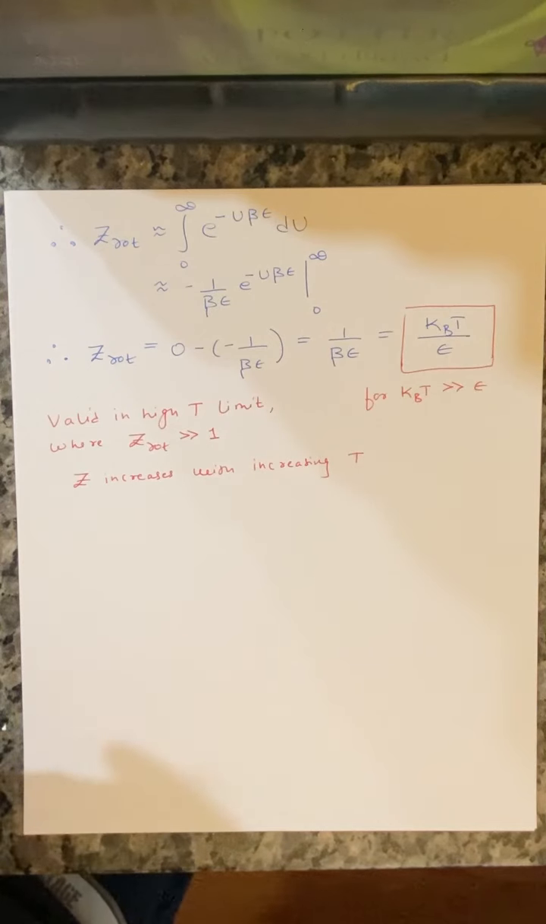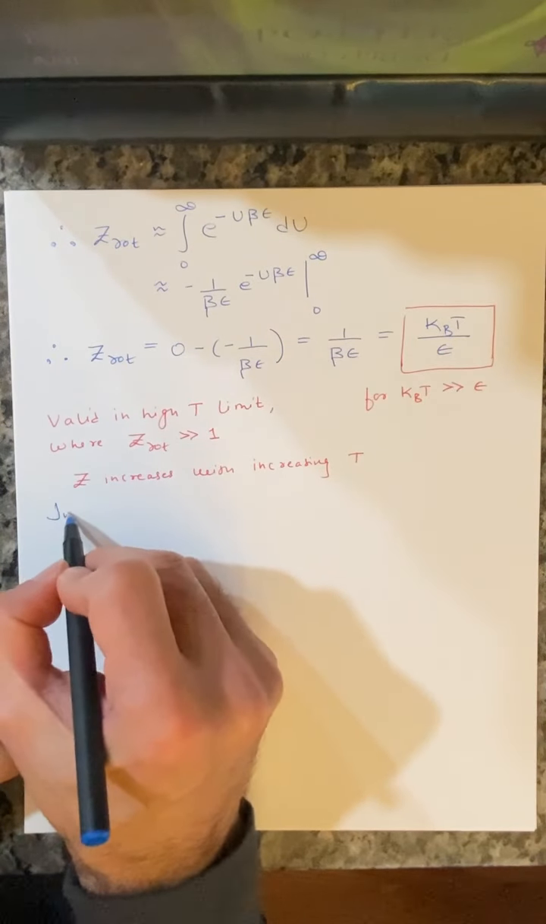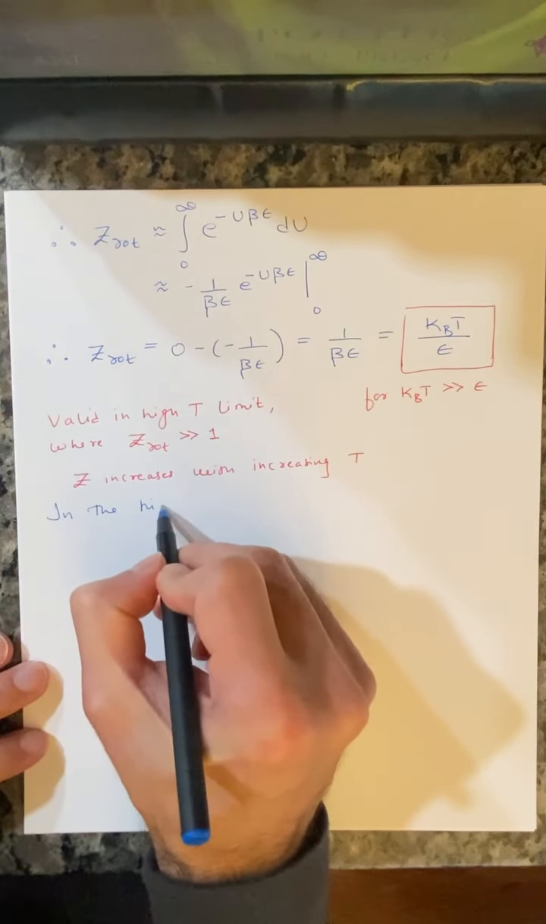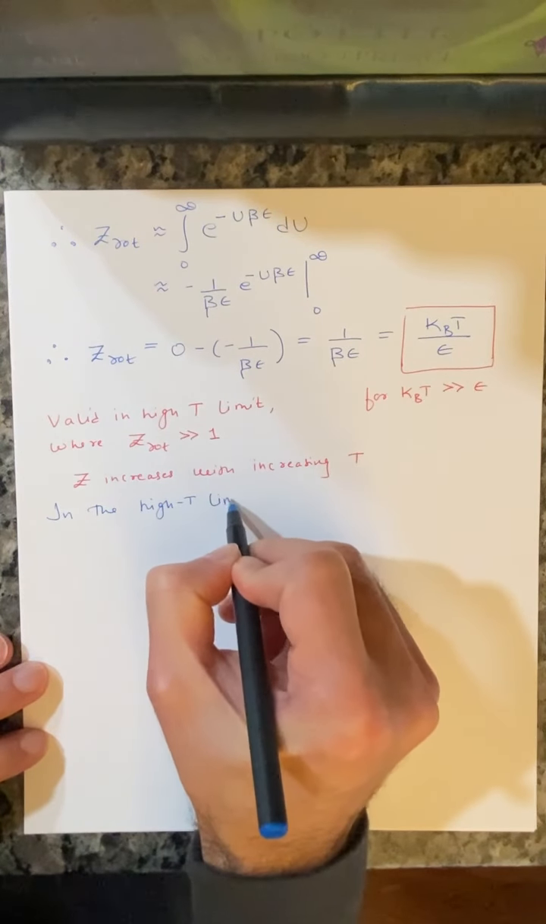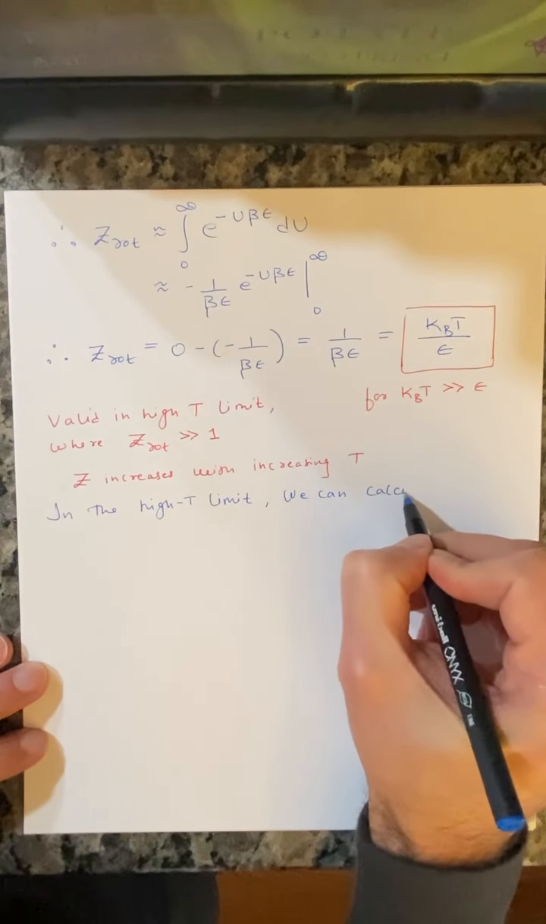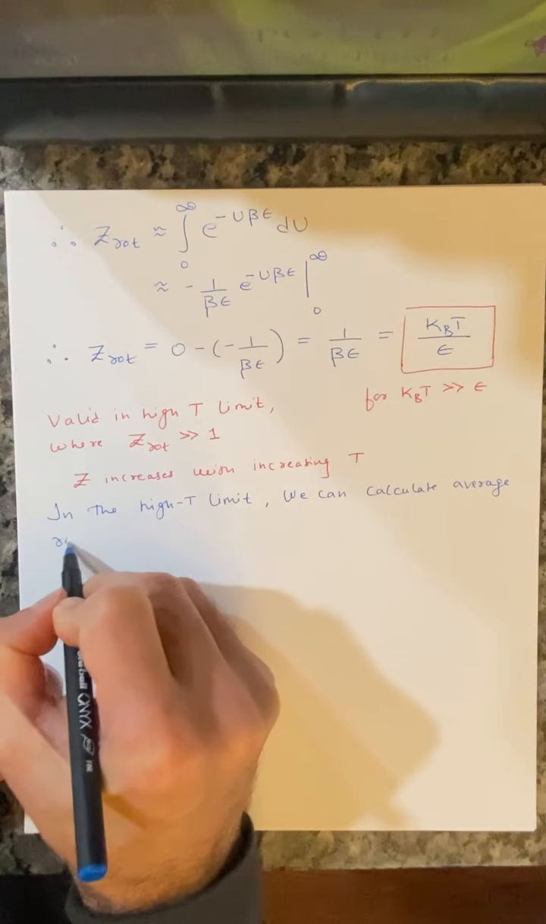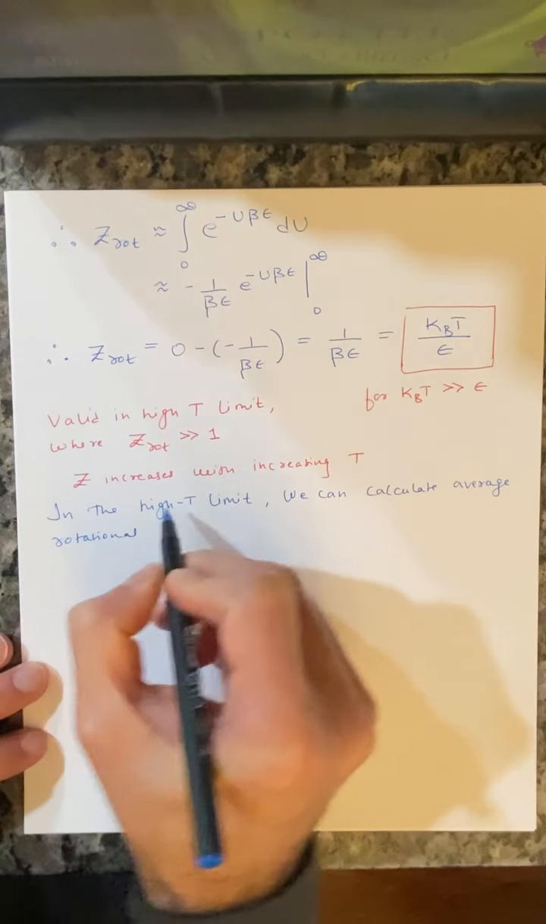From here, fall back to a problem we also did in the class for the harmonic oscillator, where we went ahead and used the formula. Actually, we also derived a formula which helped us to get the average values, right? And in this case, the average value for the rotational energy. Let's put that down here. In the high temperature limit, in the high T limit, we can calculate the average rotational energy.